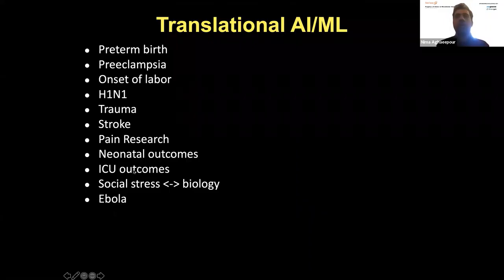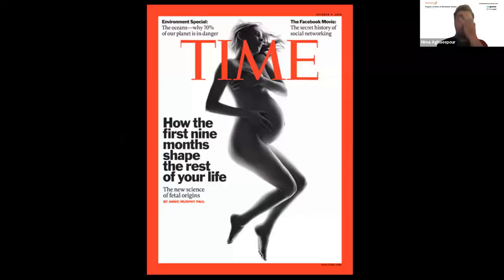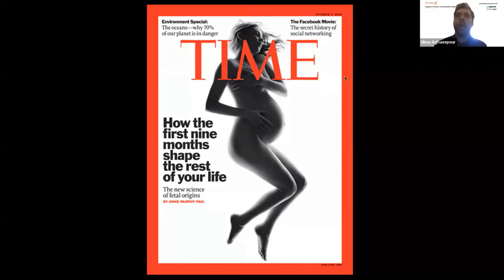We are focused on not just omics data sets, single cell analysis, and various omics integration problems, but also wearable devices, electronic health records, global health level data sets. The case study that I'm going to show you is about pregnancy. Preterm birth, particularly, is the single largest cause of death in children under 5 years old, and it's growing globally. If we could understand what is happening biologically during pregnancy, we can intervene in that process and hopefully improve outcomes of these neonates all the way into adulthood.